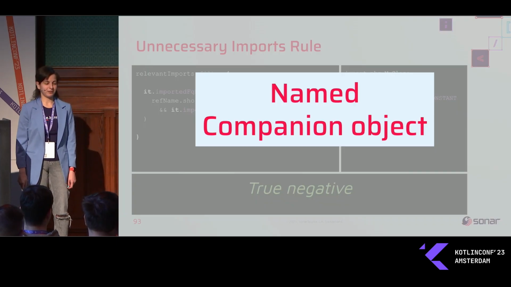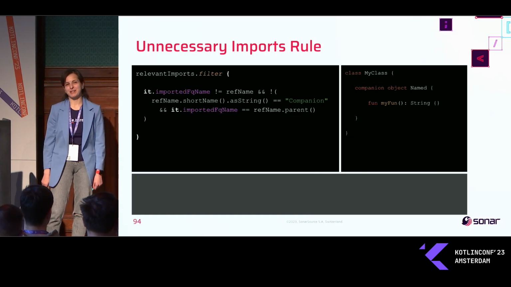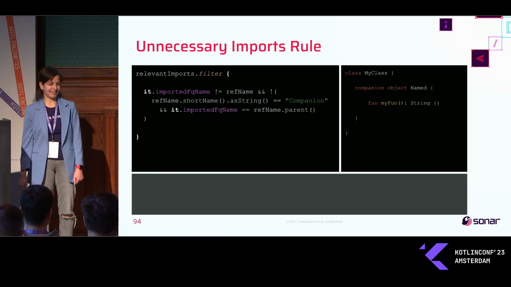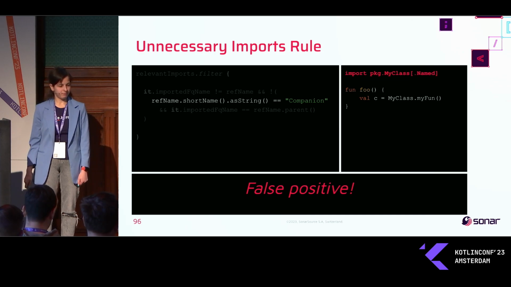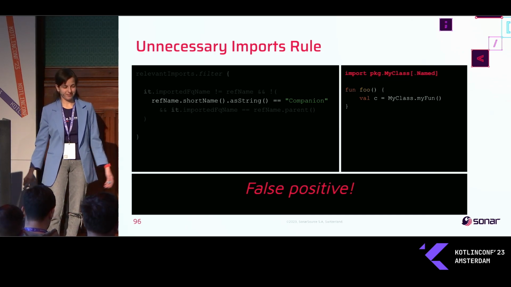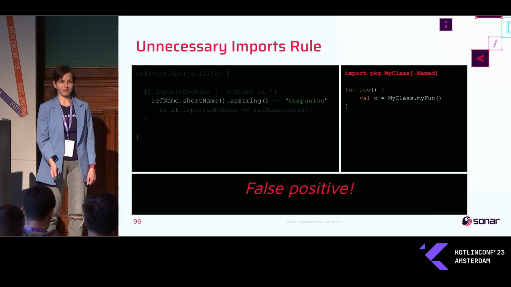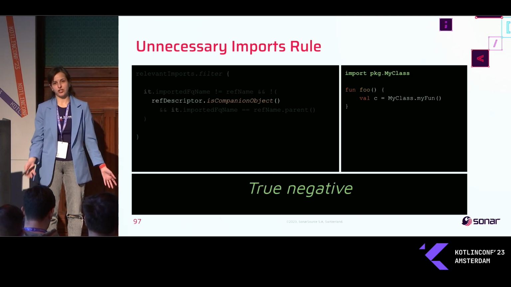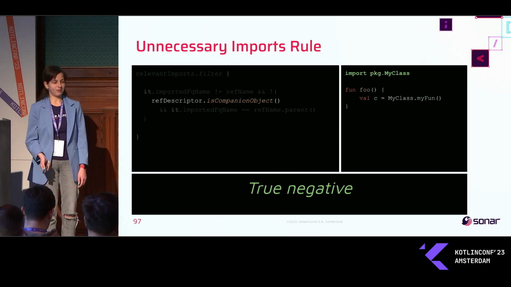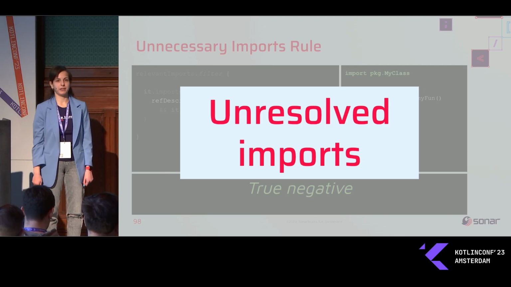And then we forgot about named companion objects. Because people sometimes do named companion objects. And actually, then it would not be .Companion, but it would be .Named. And after some investigation, remembering that the Kotlin compiler API is very well documented, we found this magic function that we can use to check that something is a companion object. So, okay, we overcame the companion object, and then we got another problem, unresolved imports.